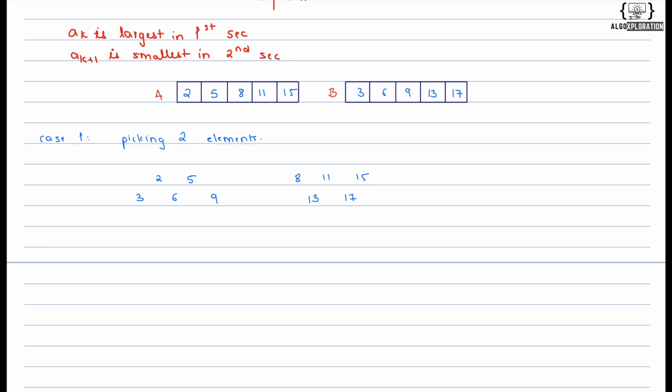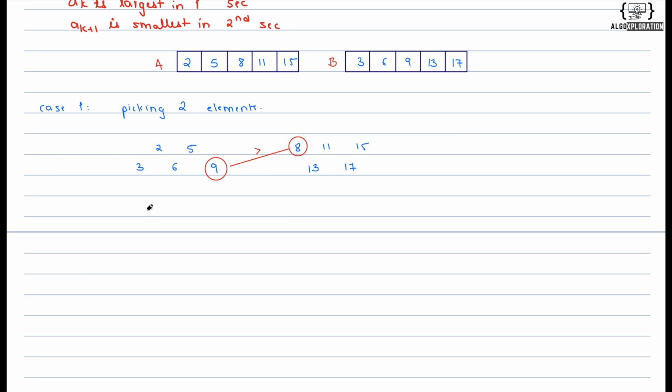because this 9 and this 8, here 9 turns out to be greater. Now let's try to pick 4 elements instead of 2.